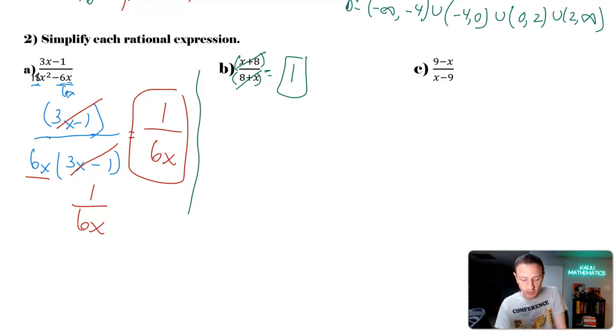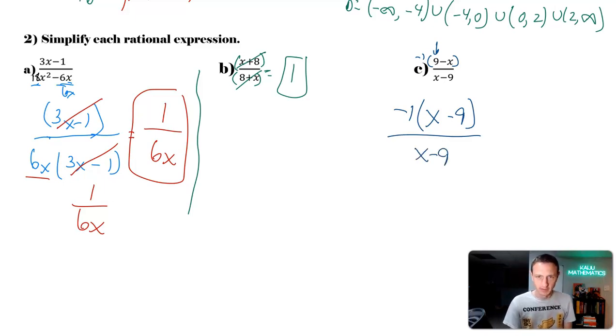So we could actually just factor out a negative 1 from the top. So let's factor out a negative 1 from the top. Negative x is going to become positive x. A positive 9 is going to become negative 9. And that's over x minus 9. Now what happens? x minus 9 over x minus 9 cancel out, leaving us with negative 1.